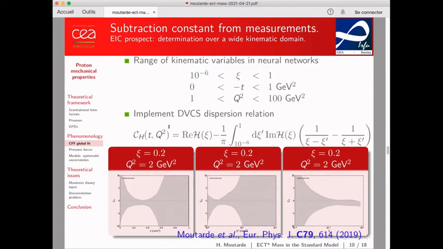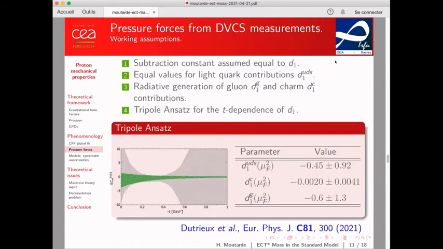So let me explain what our hypotheses are here. We first do, as most people do, or I would say as everybody has done so far, that the subtraction constant is assumed equal to D1, which means that we brutally truncate the series to its first term. We will also assume, and it is frequently done in modeling, although there's no really good reason to do so, that this D1 coefficient is the same for all light quark flavors. We radiatively generate a gluon and charm contribution, which means that we start from a low scale, assume that there is no gluon nor charm, and radiatively generate them through evolution.